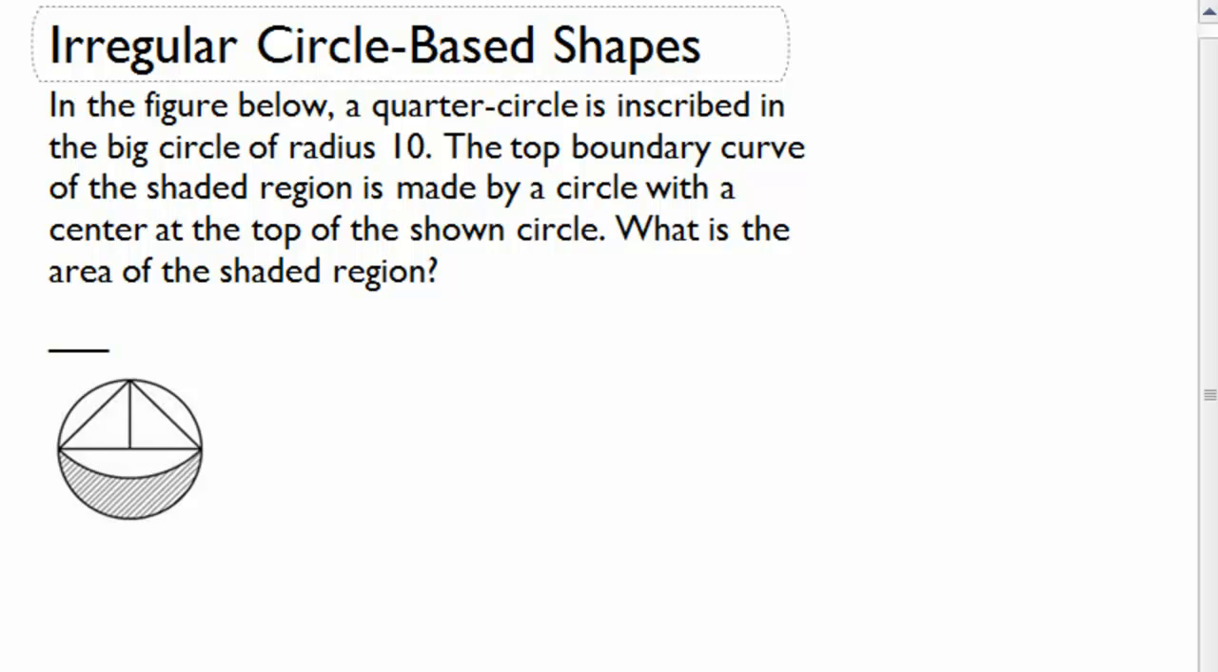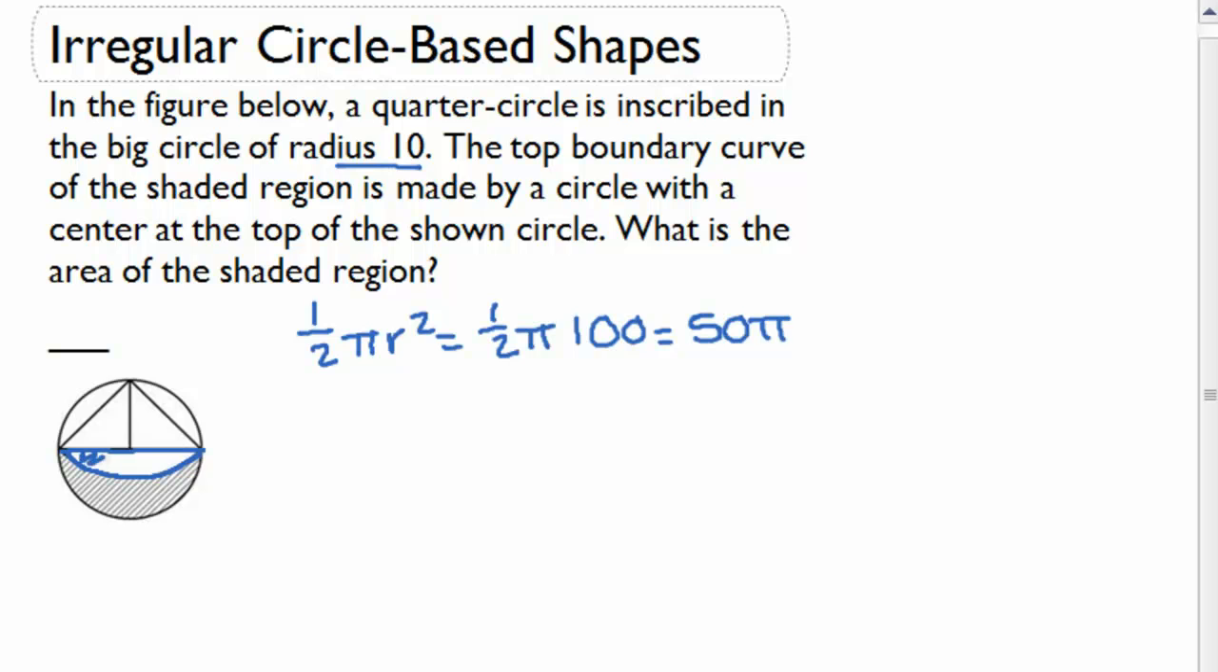Now, the first thing that we know here is that the area of the shaded region is going to be half of the whole circle minus this sliver here. So let's find half of the whole circle. We see that the big circle has a radius of 10. So half of that would be 1/2 pi r squared, which is equal to 1/2 pi, and r squared is 10 times 10, which is 100. So that's going to give us 50 pi. That's the area of half of the circle.